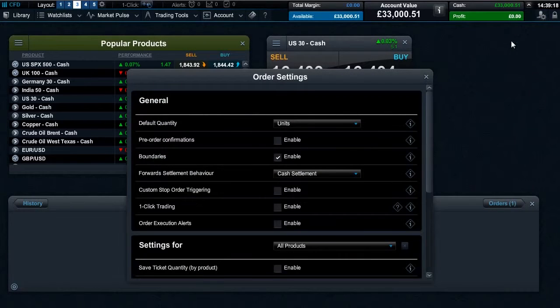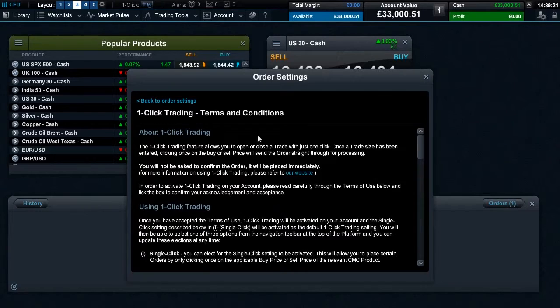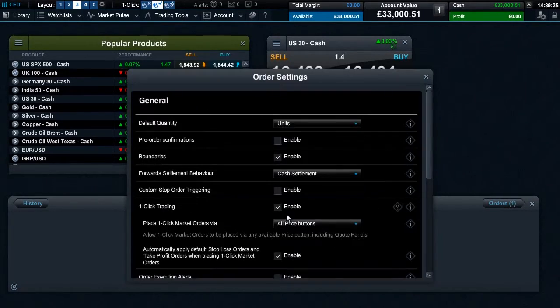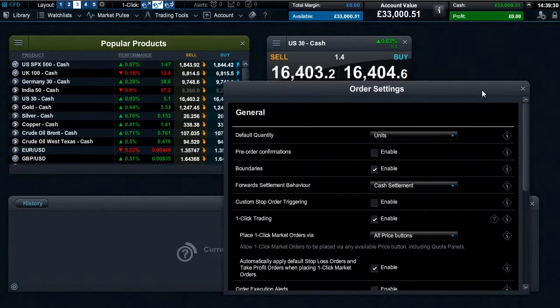Once you have carefully read and accepted the terms of use, one-click trading will be activated on your account. By default, you can place one-click trades on all streaming price buttons within the platform. However, you can choose to enable one-click trading within the price quote windows only via the one-click settings here. When using one-click trading, any advanced order settings, including save ticket quantity, boundary levels, custom stop order triggering, and forward settlement behavior, will automatically be inherited from your personally configured order settings for the relevant CMC product.